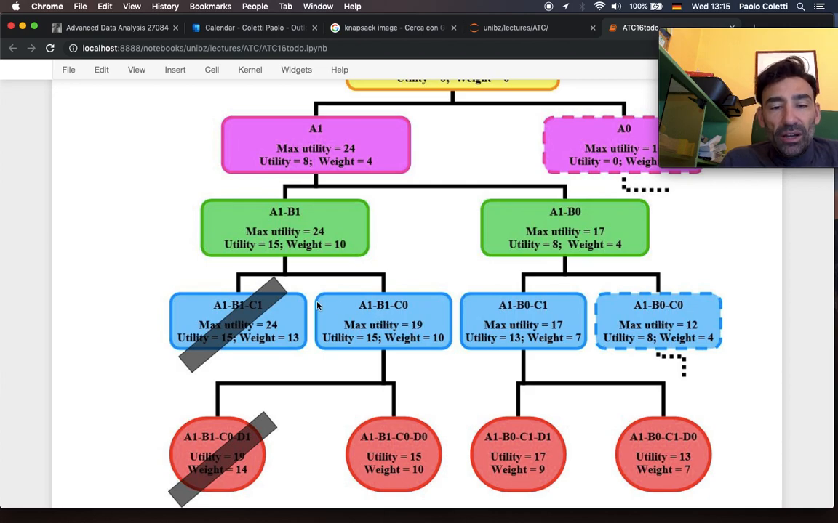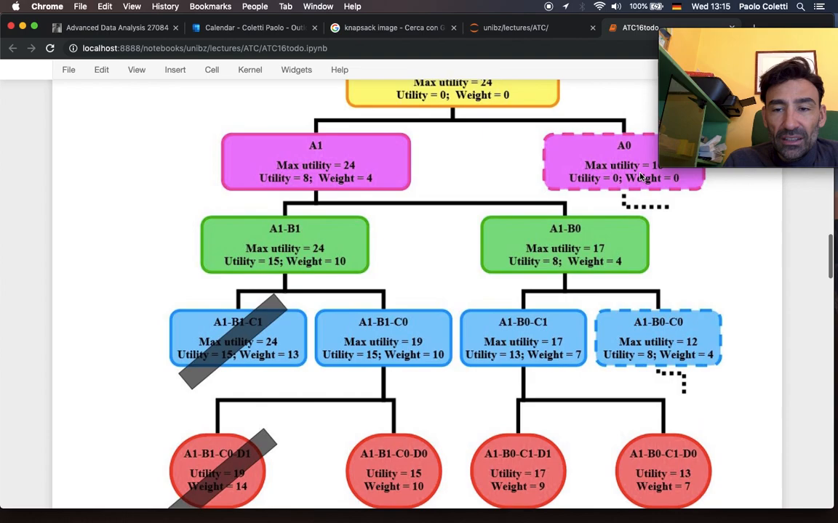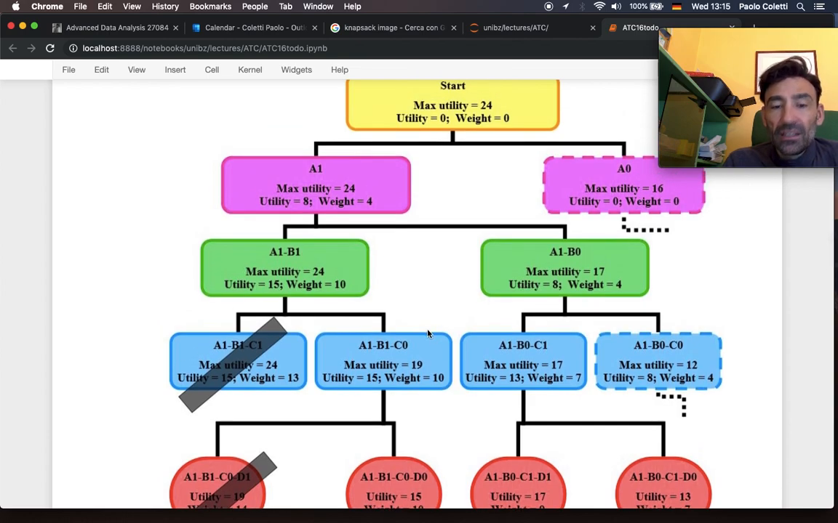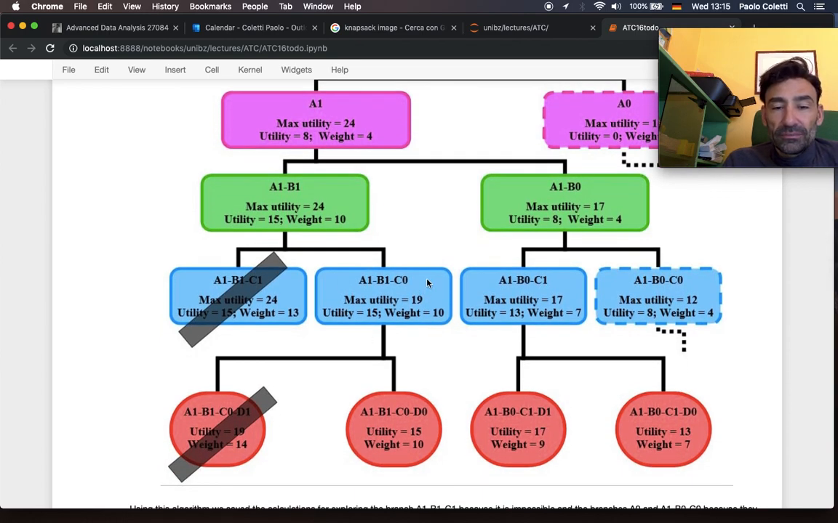At this point you have open, this one is not even open, it's deleted. You have open this one, and this one. This, and this. Let's see, maximum utility 19, maximum utility 17, maximum utility 16. We will go on with this one. So the current situation is food, blanket, and no water.